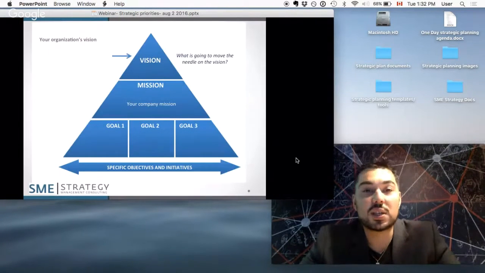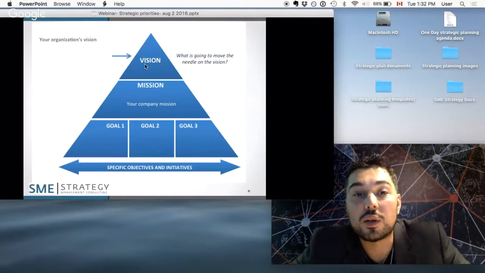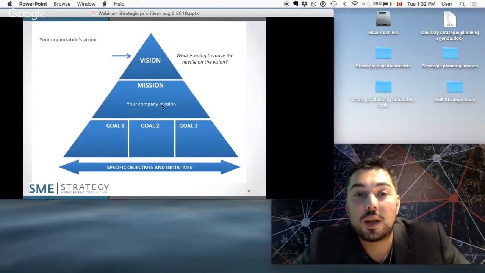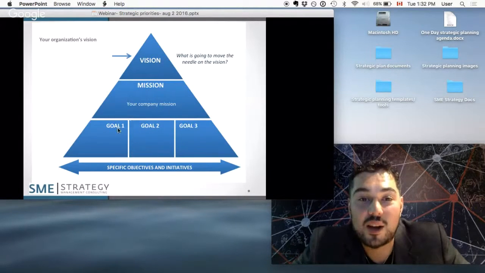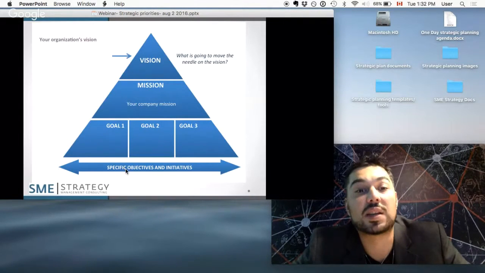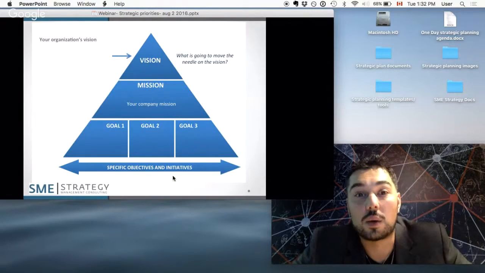So just as a recap, we talked about our vision, where we're going, the blueprint of the organization. We talked about our mission and our purpose. Why does the company exist and who does it exist to serve? And now we have a handful of goals and priorities that are going to help us move forward in achieving our vision. We figured out how to measure them because we have KPIs and we built a project plan and we have our specific objectives and initiatives as to what we're going to do to move these things forward. At the end of the day, what's going to move the needle on the vision?